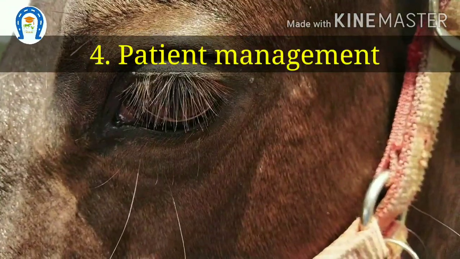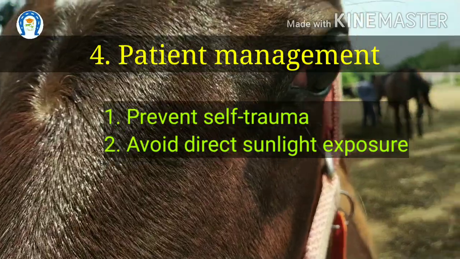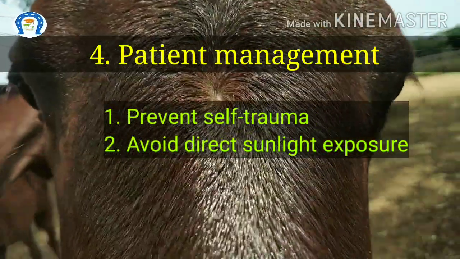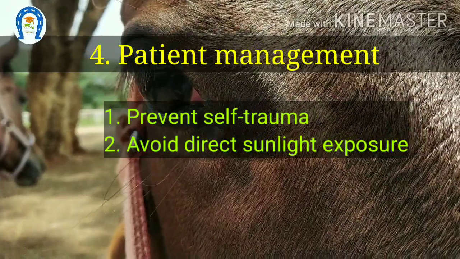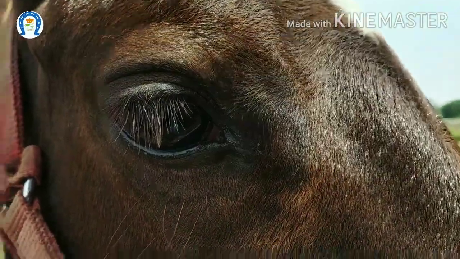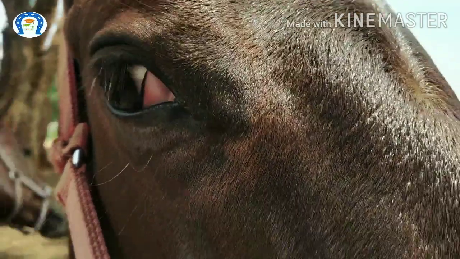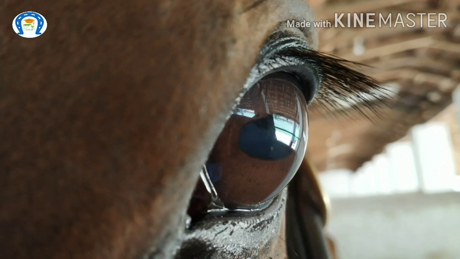Then, how to manage the corneal ulcer patients? We have to prevent self-trauma like scratching and rubbing of the eye, and avoid direct exposure to sunlight because corneal ulcers are very sensitive to sunlight. Finally, I will conclude with this. Any lesion that breaks the corneal epithelium is an emergency. Regardless of size and depth, it should receive prompt and aggressive treatment.